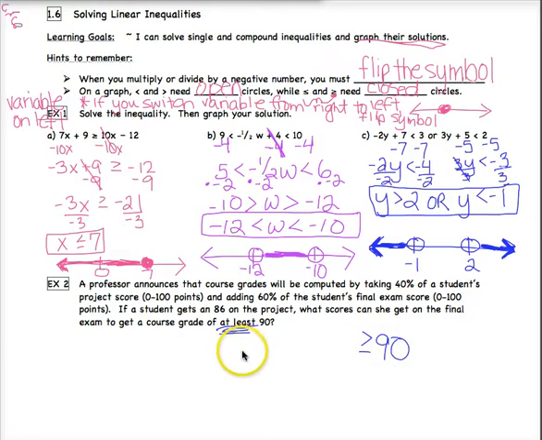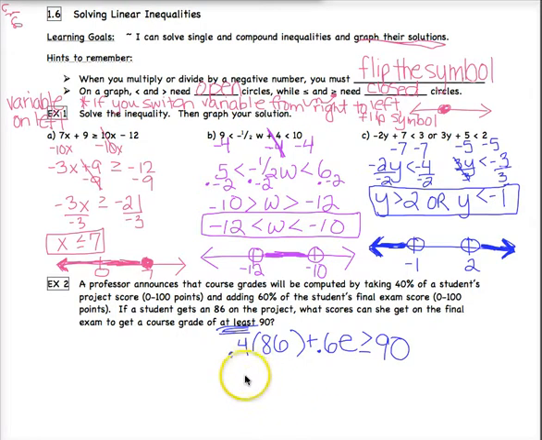Now it says 40% of means to multiply, so 40% is 0.4. Of means to multiply. We're going to multiply it by the student's project score, and in this case, we are told that the student gets an 86 on the project. And adding, so plus 60%, 0.6, of the student's final exam score. Well, we're not told what the final exam score is. That's what we're looking for, so that's going to be our variable. We'll just call it E here. So there is our inequality that we have to set up and solve.